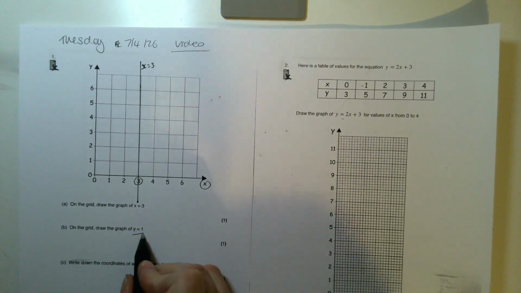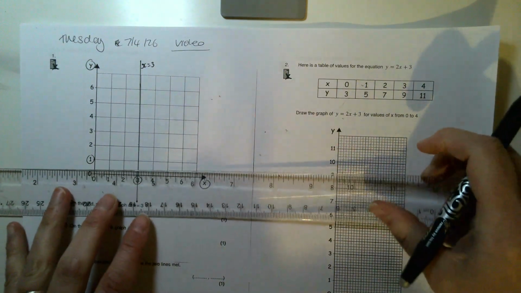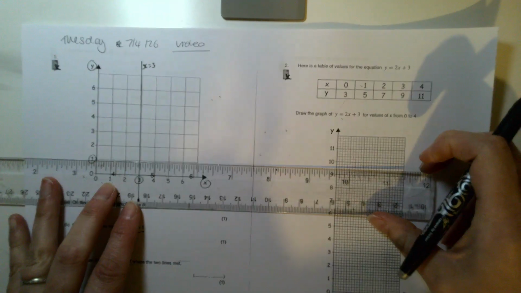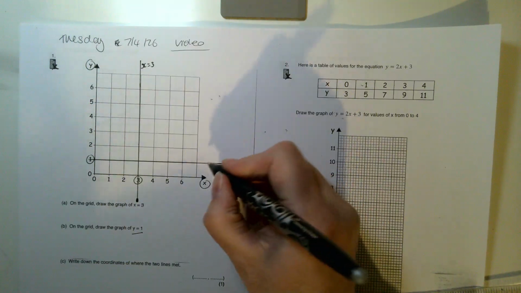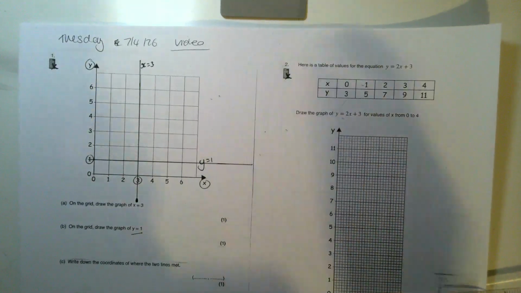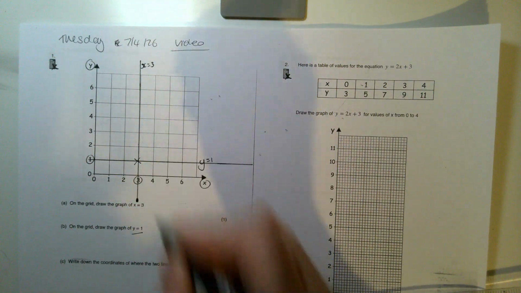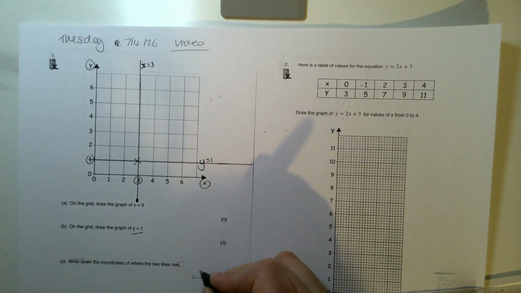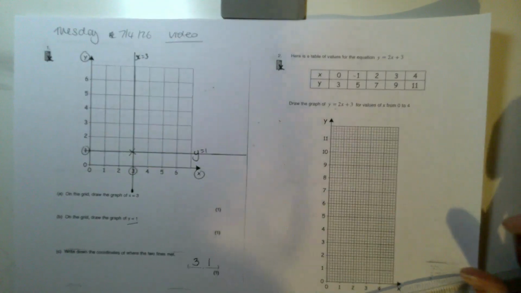Next one, where y equals 1. You go to your y-axis, you find where y equals 1, and then draw a straight line where all of the y coordinates are 1. So that's where all the y coordinates equal 1. Where do the two lines meet? There we go. When x is 3 and when y is 1.